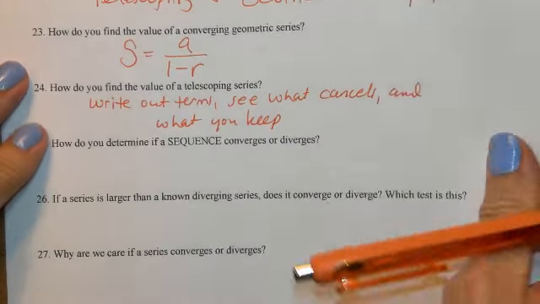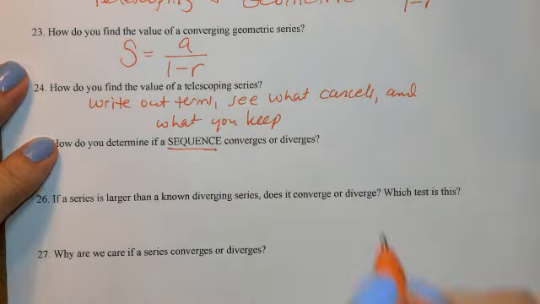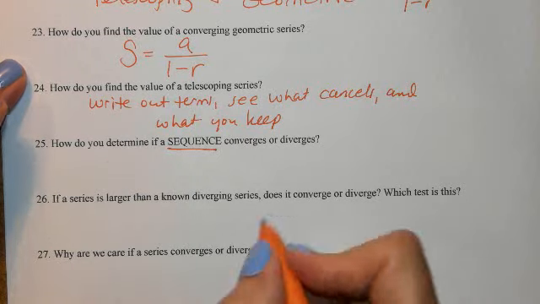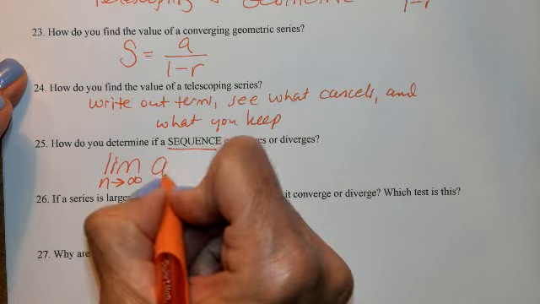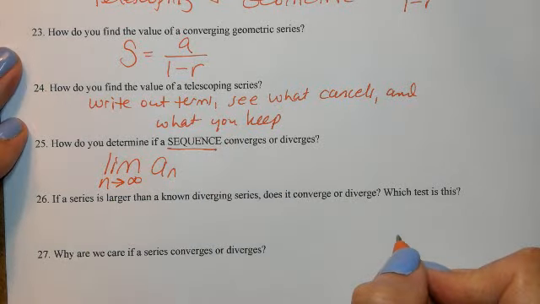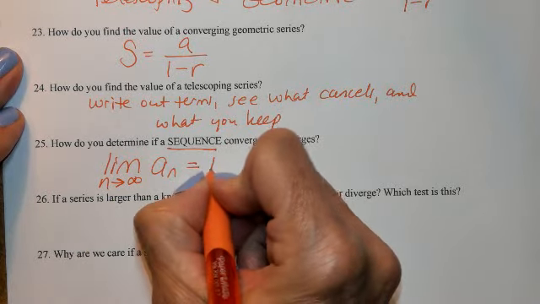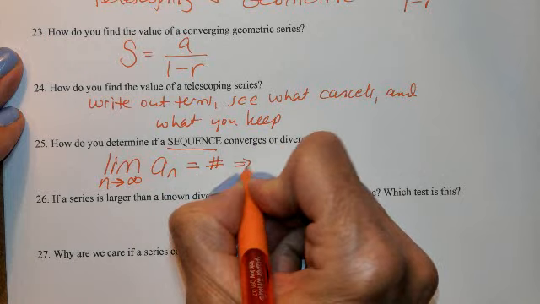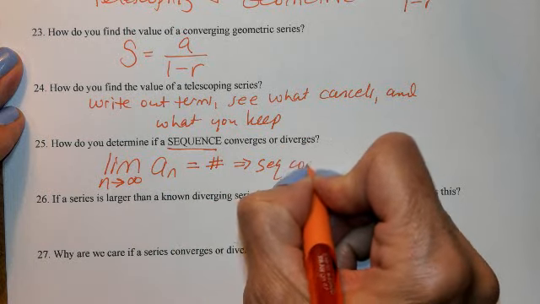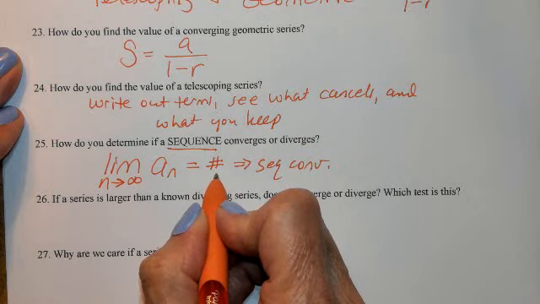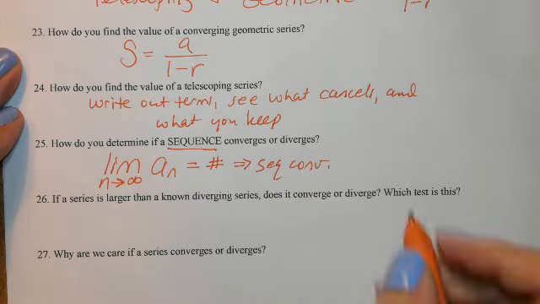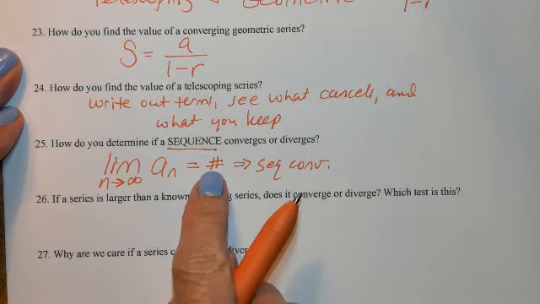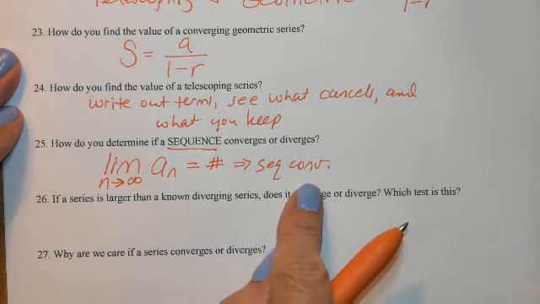How do you determine if a sequence converges or diverges? Not a series, but a sequence. Take the limit as n goes to infinity of your a sub n formula. If you get a number, the sequence converges. It does not have to be 0. If you get a number, then the sequence converges. If you don't get a single number, then the sequence diverges. Okay?